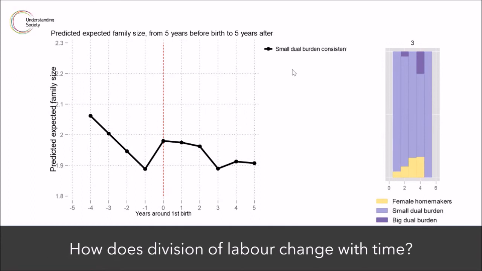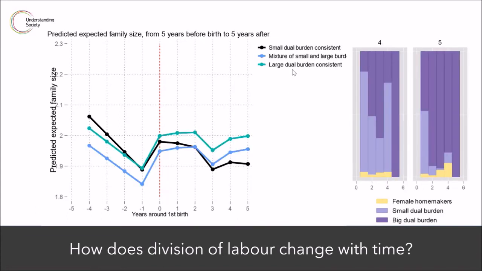Okay, so these are women who have a consistent small dual burden over time. Sorry, this is for all women who have had a child. So we see a downward trajectory, a bit of a hump, and then stable. These are the other 2 groups of women who combine both paid and unpaid work in some form, and they are sort of around each other. But the black group, the small dual burden group, seems to go a bit further down than the rest.